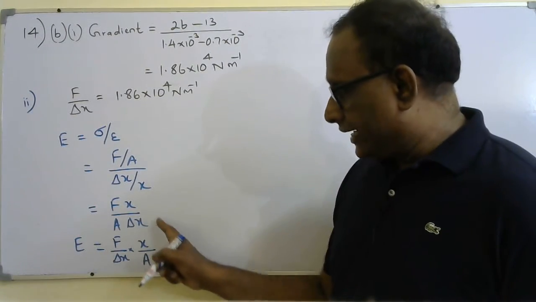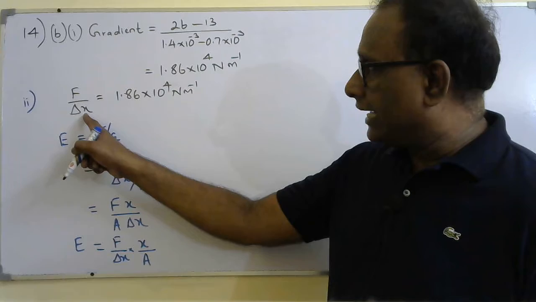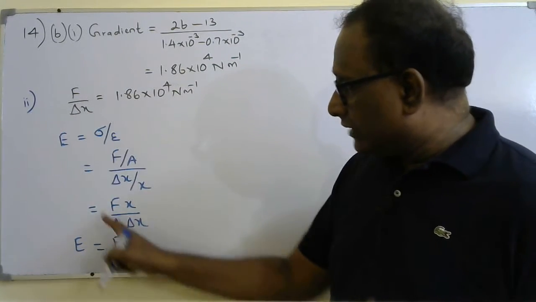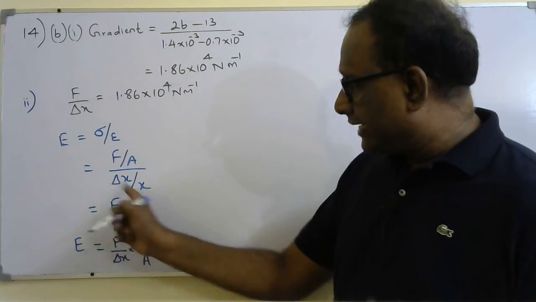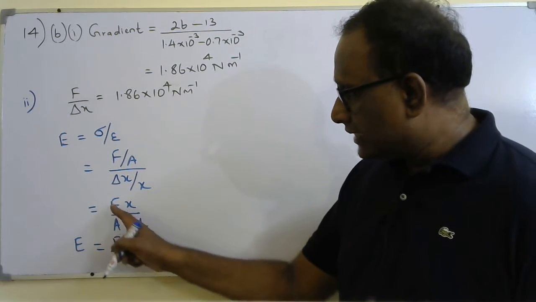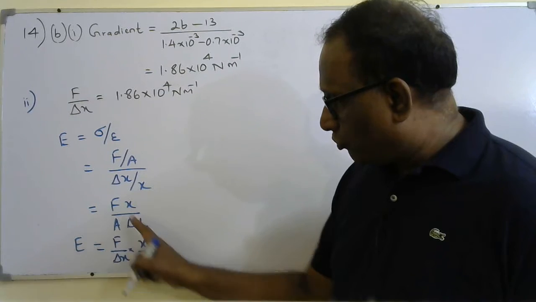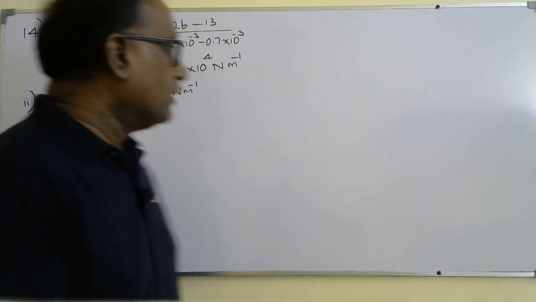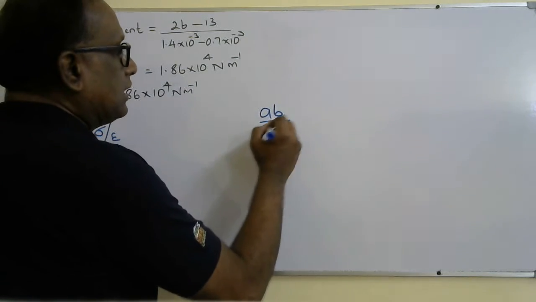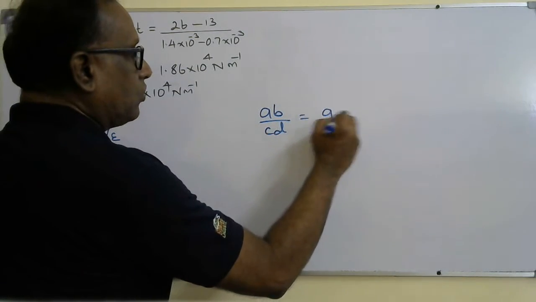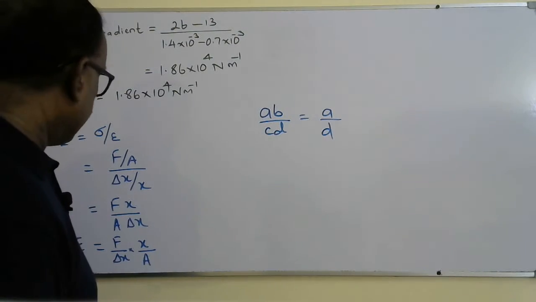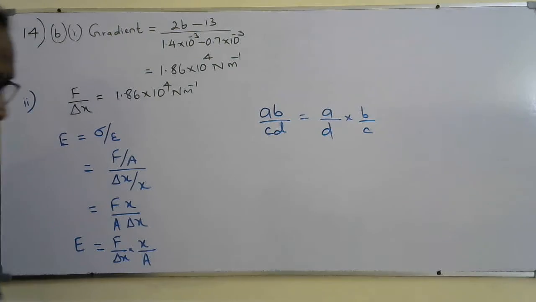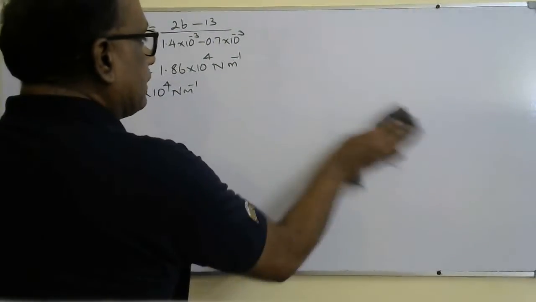I'll get Fx over A delta x, but I know F over delta x is the gradient. I already explained that one. So I'm going to get the gradient in my Young modulus equation. So I'm rearranging this Fx over A delta x as F over delta x into x over A. You know, O level math, AB over CD is equal to A over D into B over C. There's no confusion, so simple maths, right?